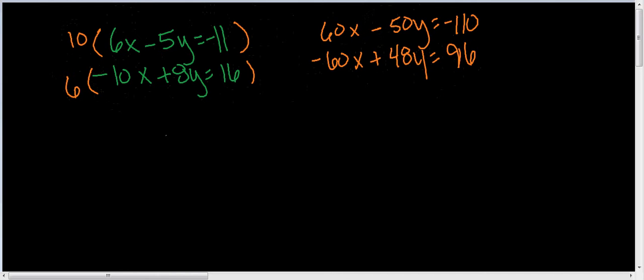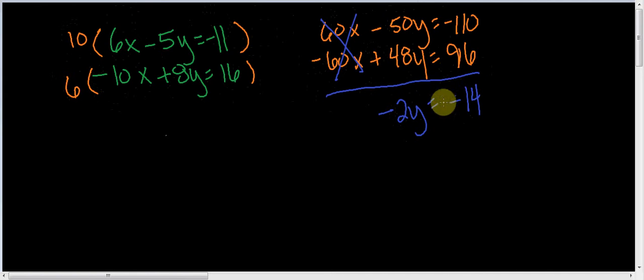Now my columns are ready to be added, and we're always adding when we're doing the elimination method, adding the columns so that I can get some answers here. So 60 plus negative 60, eliminated. That's why it's called elimination. Negative 50 plus 48 is negative 2y's, and that is equal to negative 14. Okay? If I solve this equation for y, I get that y is equal to 7. That's only part of my answer, but I'm going to put a box around it just so I remember.